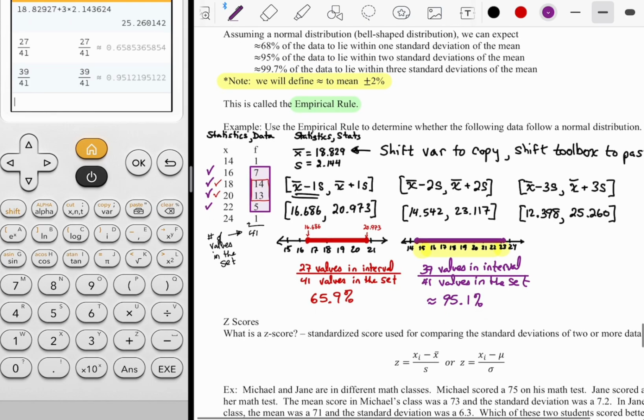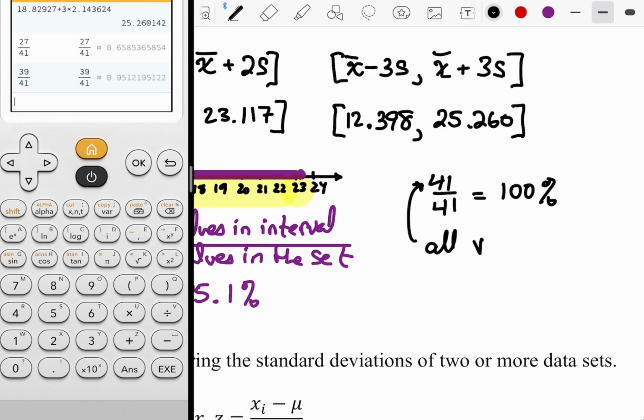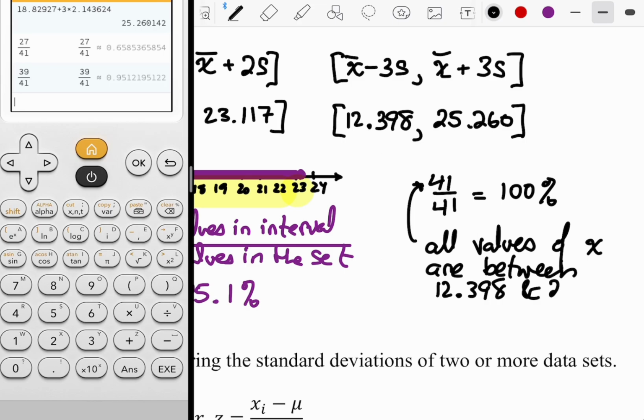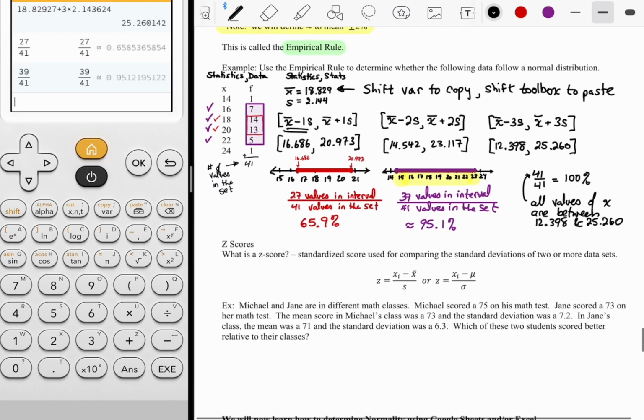That last interval goes from a little bit over 12 to a little bit over 25. Well, that's all the values. There is no value that's outside of this interval, so I don't need a number line for this. I can just say that it's 41 out of 41, which is 100%. That's because all values of X are between 12.398 and 25.260. So this is close to being a normal distribution.